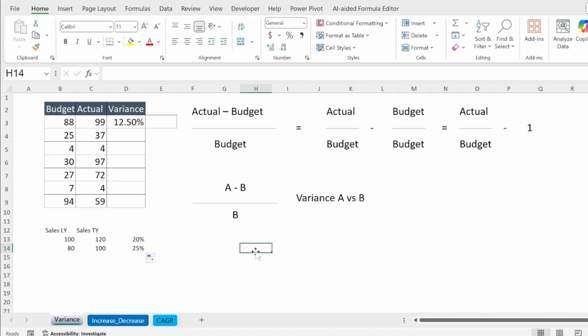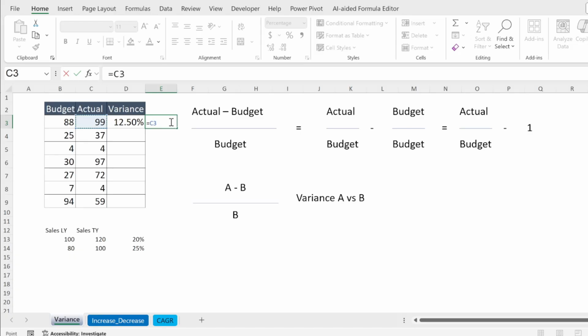Now, if you want to be fancy, we can simplify this formula. So I can cut it. It becomes actual divided by budget minus budget divided by budget. But this is 1, right? So it's actual over budget minus 1. We can try it here. Equal actual divided by budget minus 1.